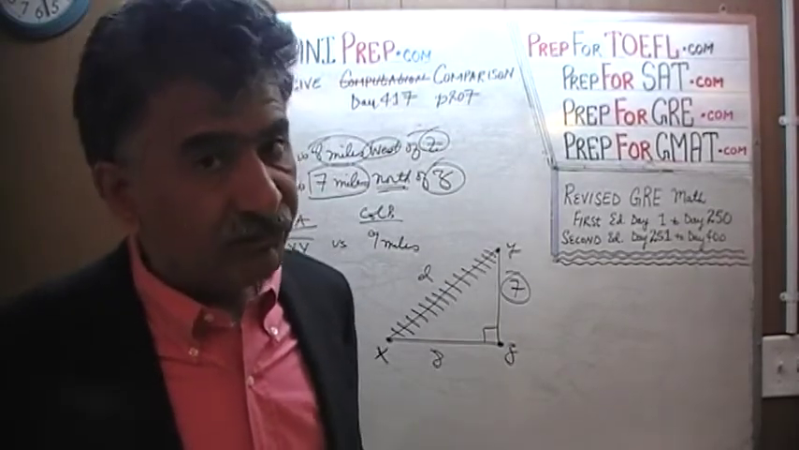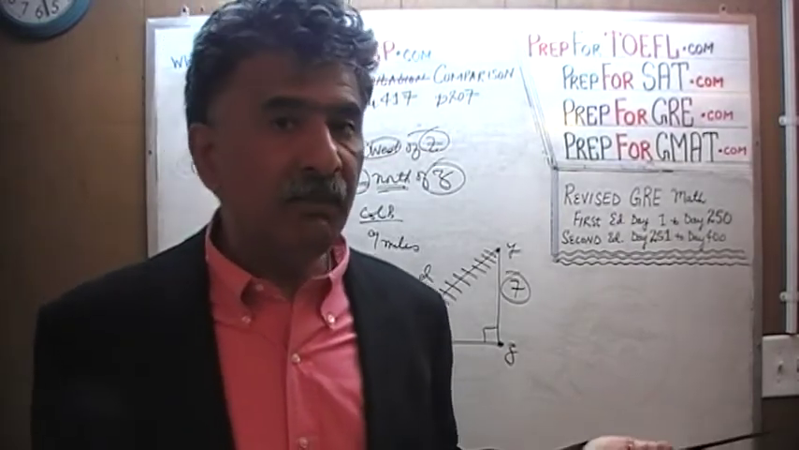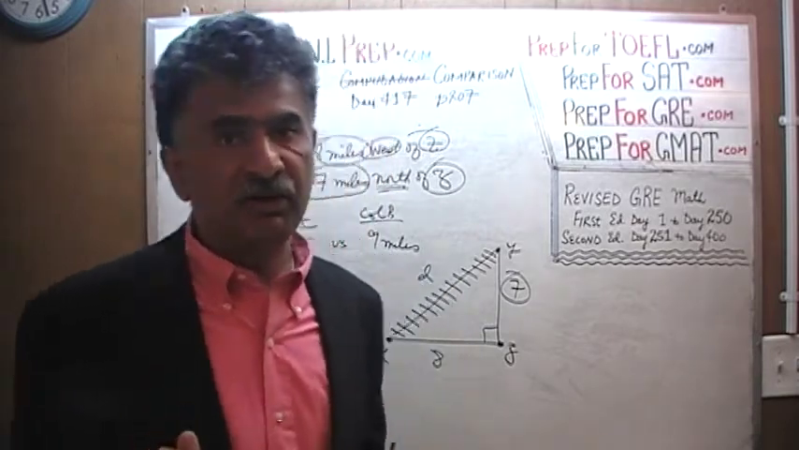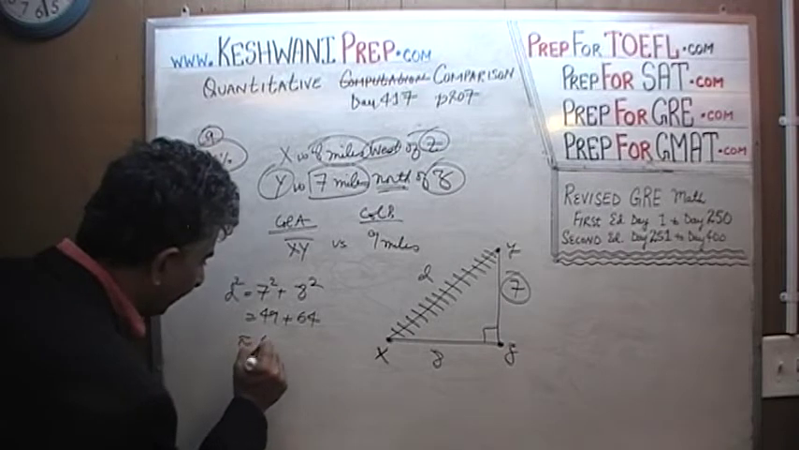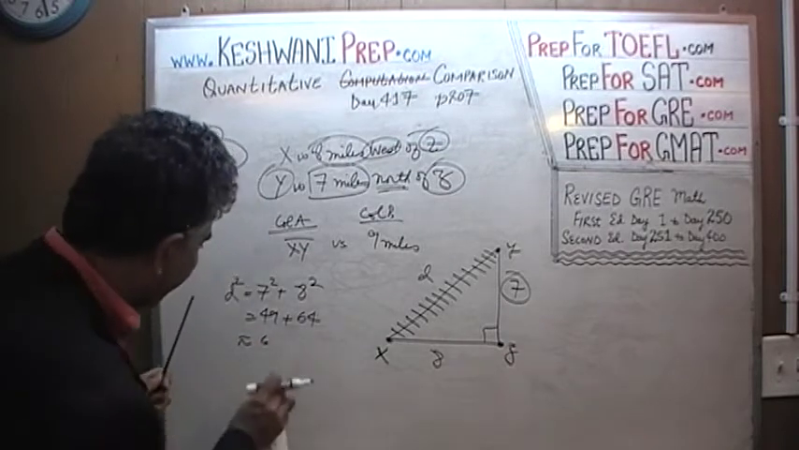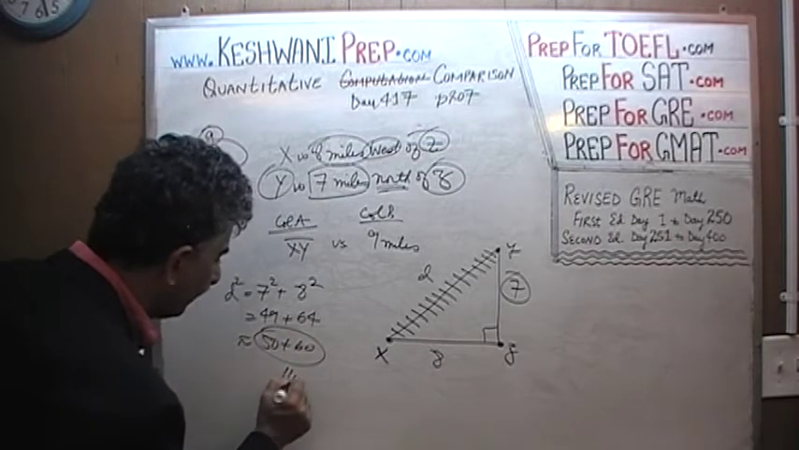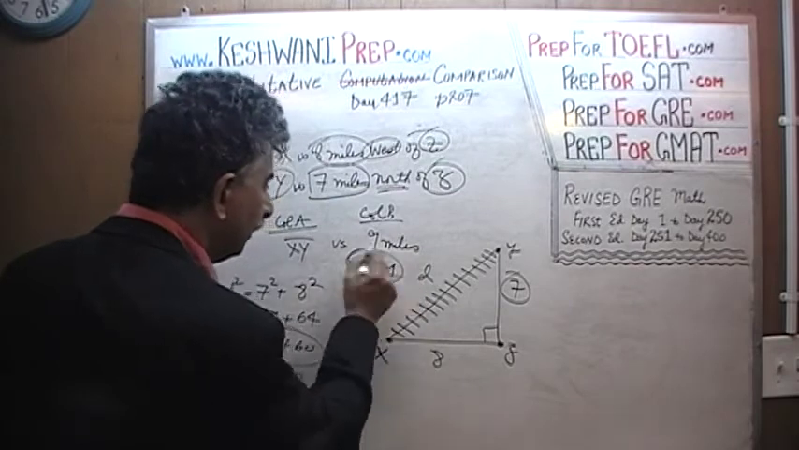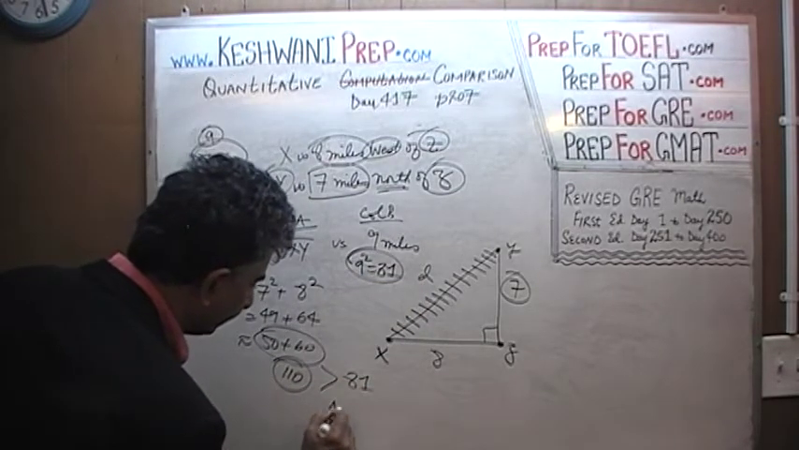When you ask me how much is the distance from X to Y, in that case I have no choice but to calculate it. Here we are not being asked how much it is. We simply have to compare it against 9, which is very straightforward. 49 plus 64 is approximately the same as 50 plus 60. 50 plus 60 is already 110, and the square of 9 is 81. Of course, 110 is far bigger than 81. The answer is A.